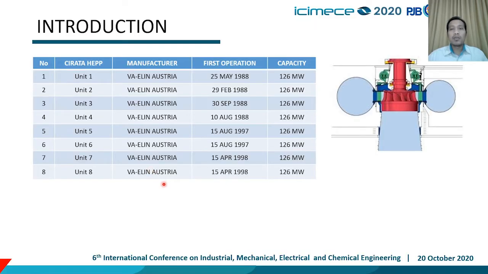Cirata Hydroelectric Power Plant is a hydroelectric power plant that utilizes water from the Citarum River as its primary energy. The construction was divided into two stages: Cirata 1, Units 1 to 4, started to operate in 1988, and Cirata 2, Units 5 to 8, started to operate in 1997. Total installed capacity is 1008 MW.